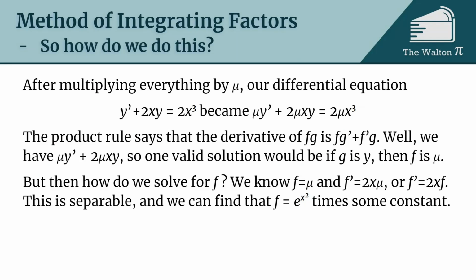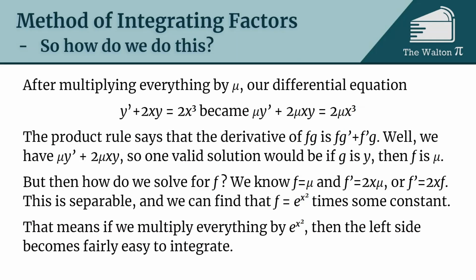So now that we have f, we're just going to pick one of those, so might as well pick the one that's e to the x squared times 1, and so that means mu is going to be e to the x squared. So that means if we multiply everything by e to the x squared, then the left side is going to become fairly easy to integrate. And the right side, well, we'll see.